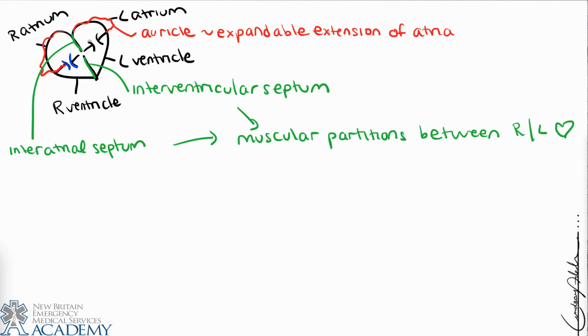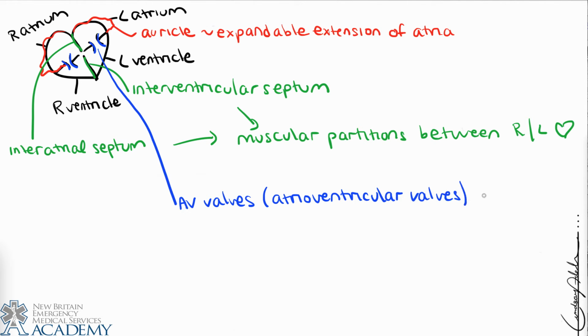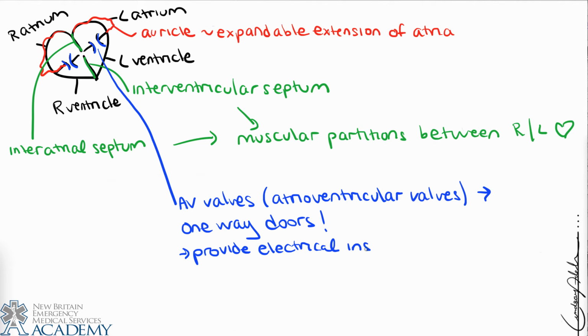And the last thing I want to mention is the AV valves. So AV valves actually stands for atrioventricular valves. And those are like one-way doors for blood to flow between the atria and the ventricles. So from the atria to the ventricles, but not the other way around. And actually the AV valves provide electrical insulation to separate the atria and the ventricles. And we'll talk more about this particular function in a later video, when we're discussing the conduction system of the heart.